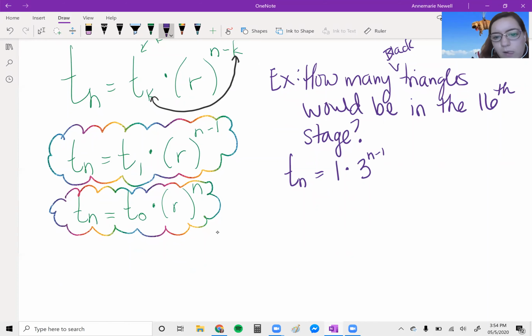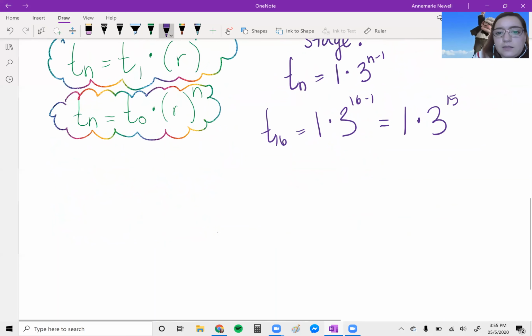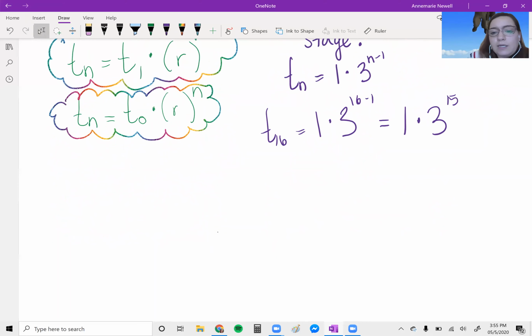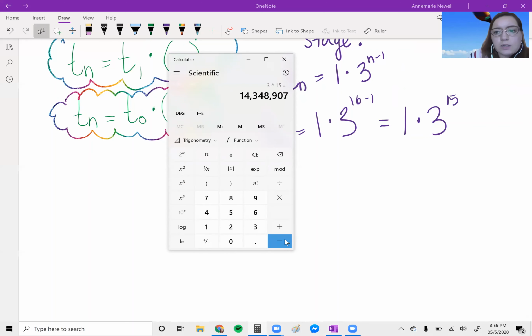So let's figure this out. We want to know T sub 16 equals 1 times 3 raised to the 16 minus 1 power. Let's simplify this a bit. 1 times 3 to the 16 minus 1, which is 15. Okay, is that how I leave my answer? No. I go to a calculator and I say, what is 3 to the 15th power?